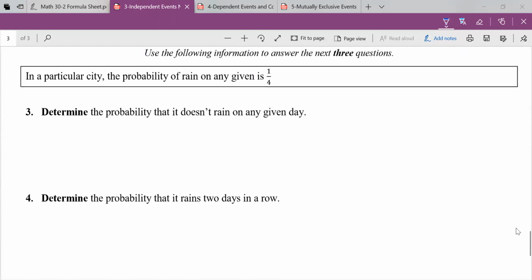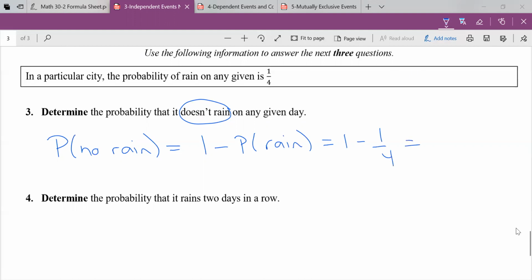All right, a couple more. In a particular city, the probability of rain on any given day is 1/4. Determine the probability it doesn't rain on any given day. Well, what I'm going to do here is probability of no rain. That's the complement, so that's 1 minus the probability that it does rain. So that's 1 minus 1/4, which is 3/4. So let's not forget about our idea of using the complement. It comes in handy.